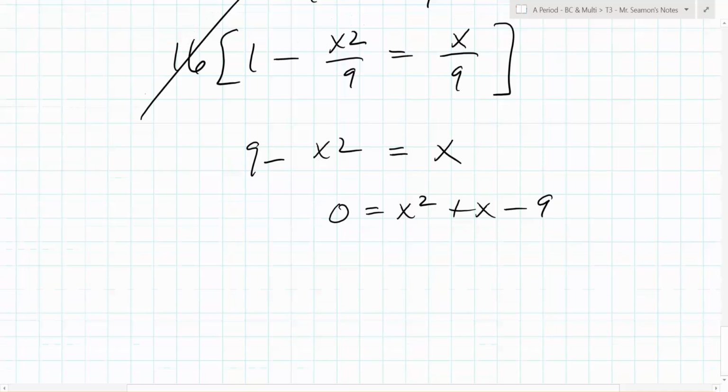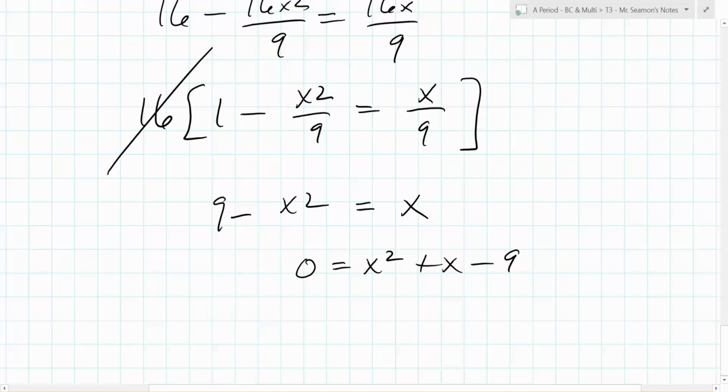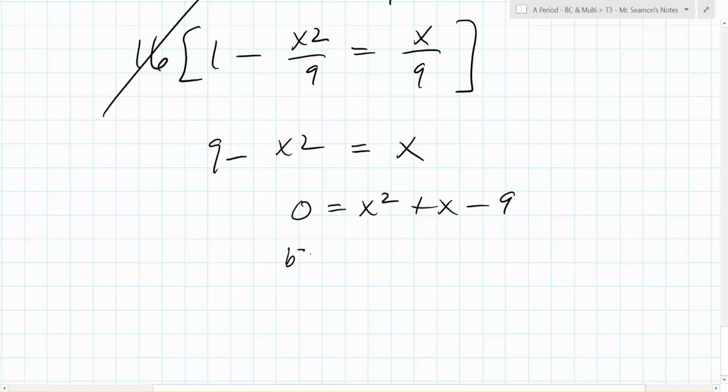Well, isn't it x squared minus x? I just put it on the other side right there, yeah. But you can do the quadratic. Yeah, you have to use the quadratic, so b squared minus 4ac is going to be 1 minus 4 times 1 times negative 9. So you end up with 1 plus 36 is equal to what?